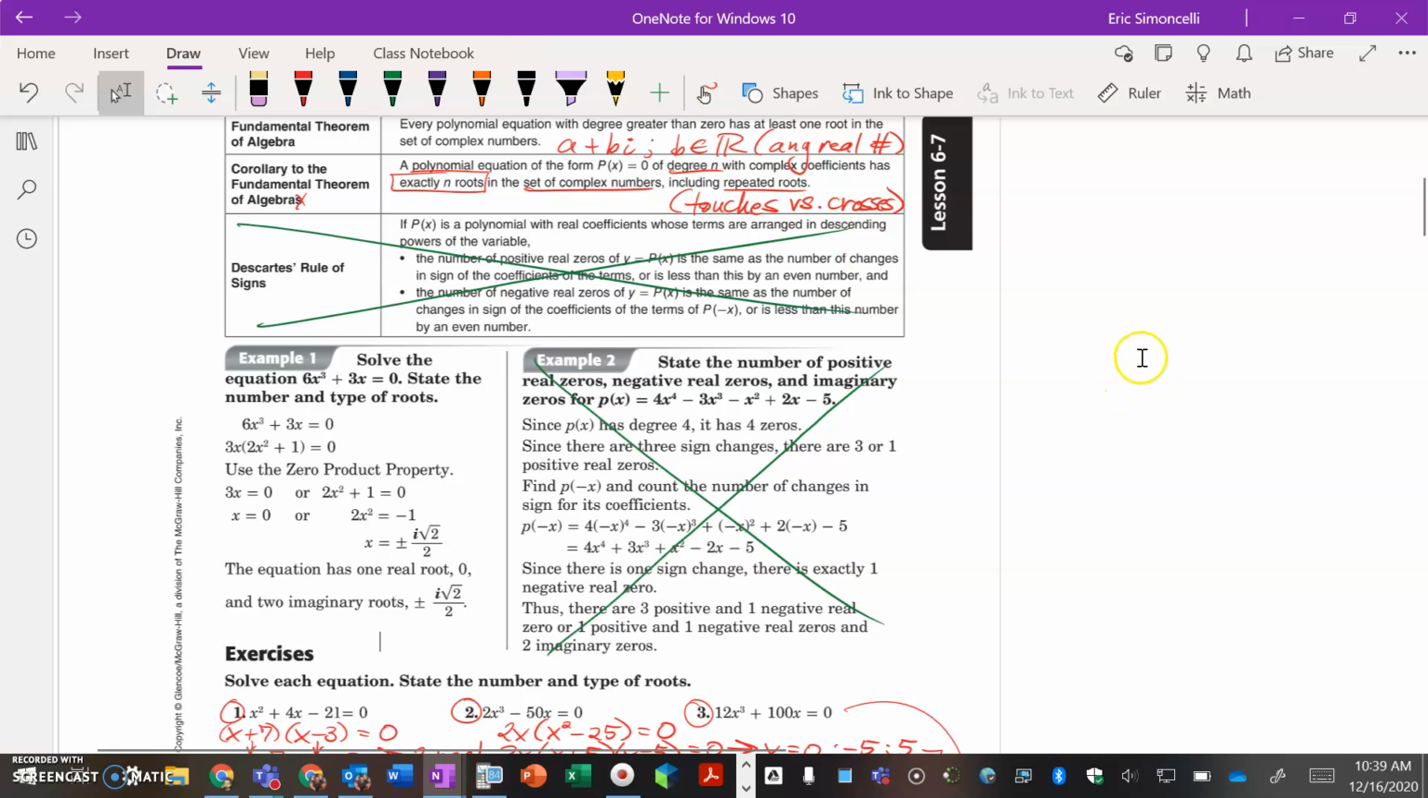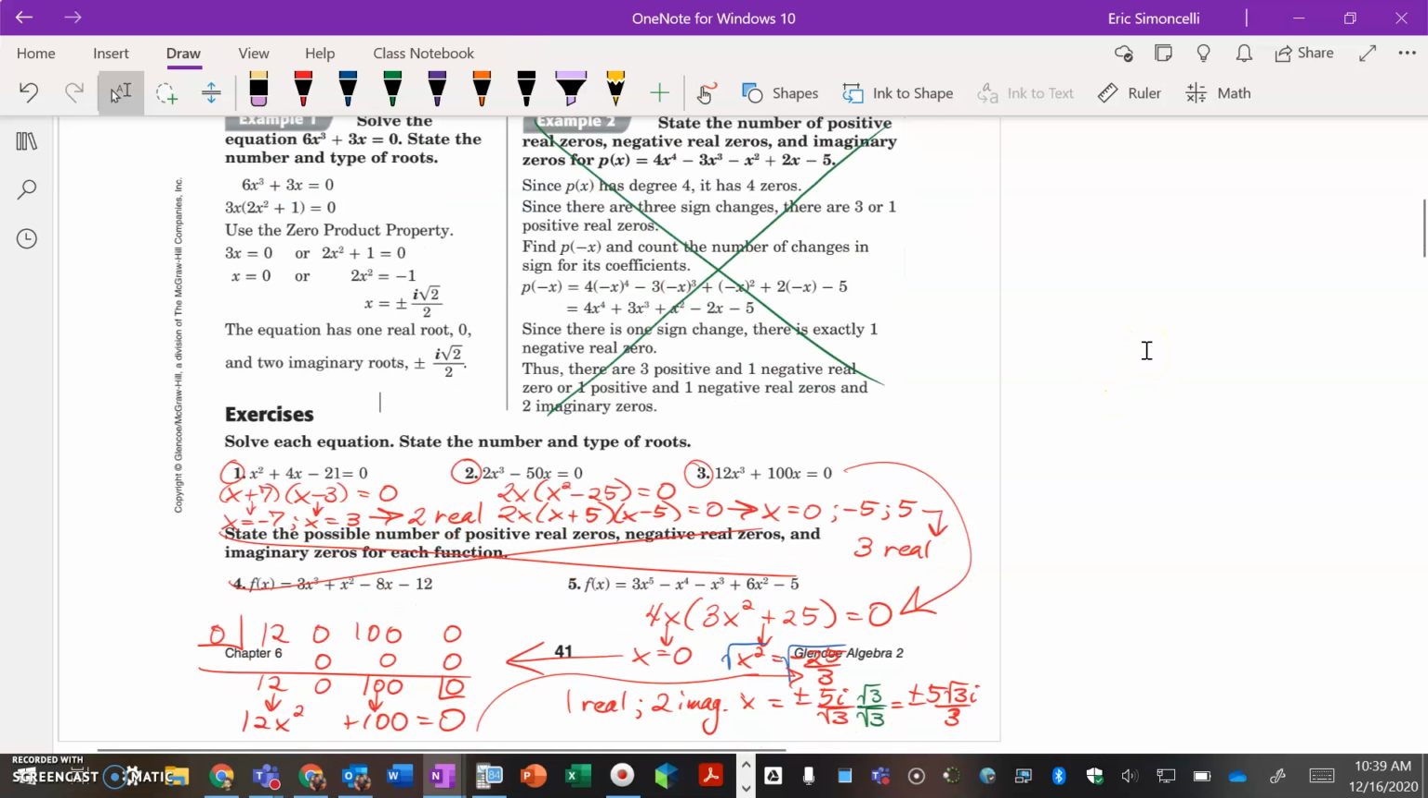As we continue, we'll take a look at some of these exercises that I've done. It says solve each equation, state the number and type of roots. So x squared plus 4x minus 21 equals 0. This is a factorable quadratic, of which you can see x plus 7, x minus 3. FOILing does in fact prove that out. 7 minus 3 is 4. 7 times -3 is -21. One root is -7. The other root is 3, and they are real. You will see that on the graph.